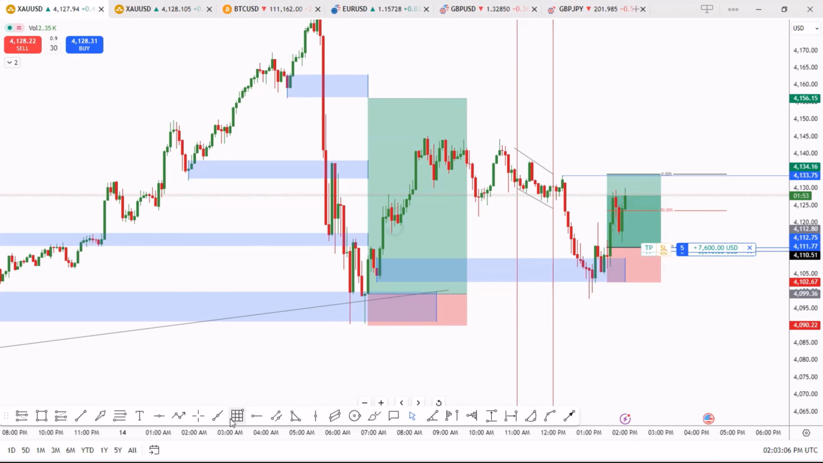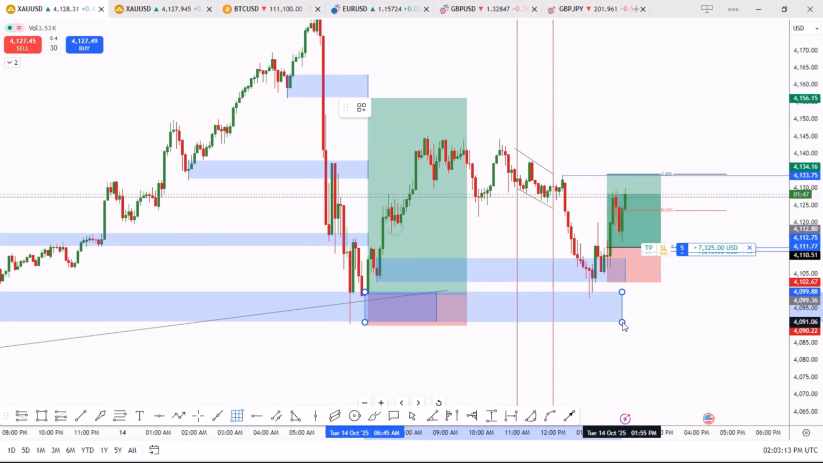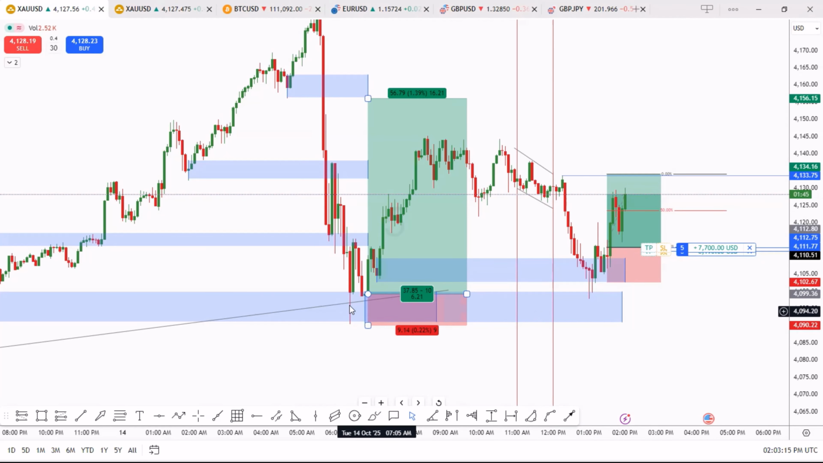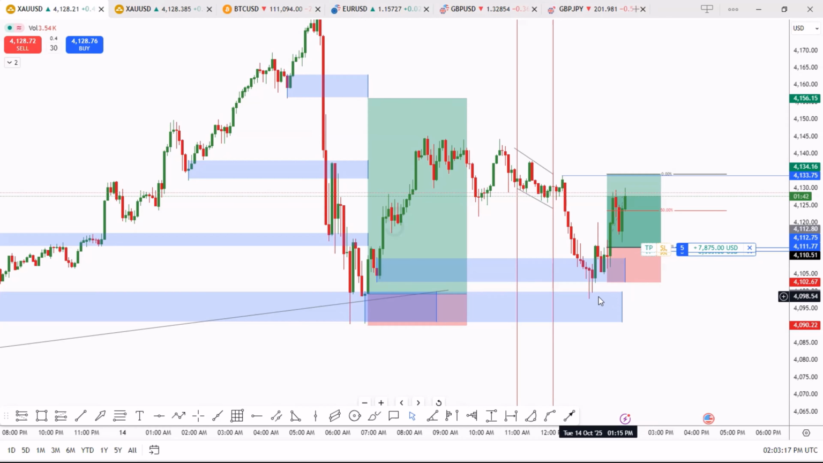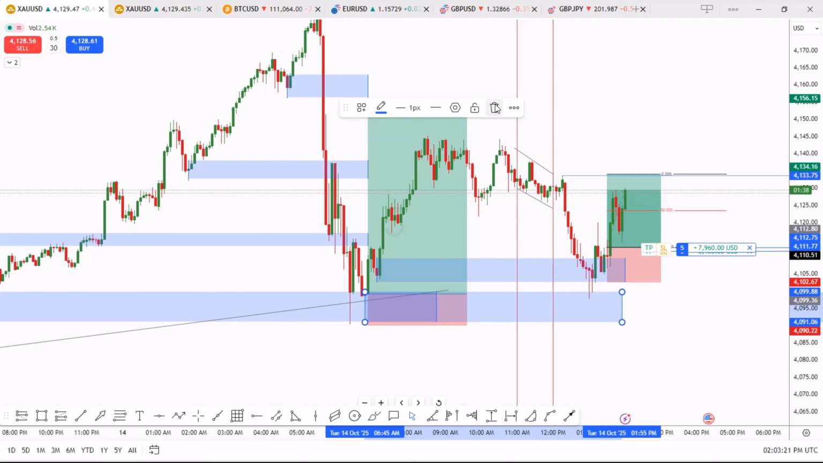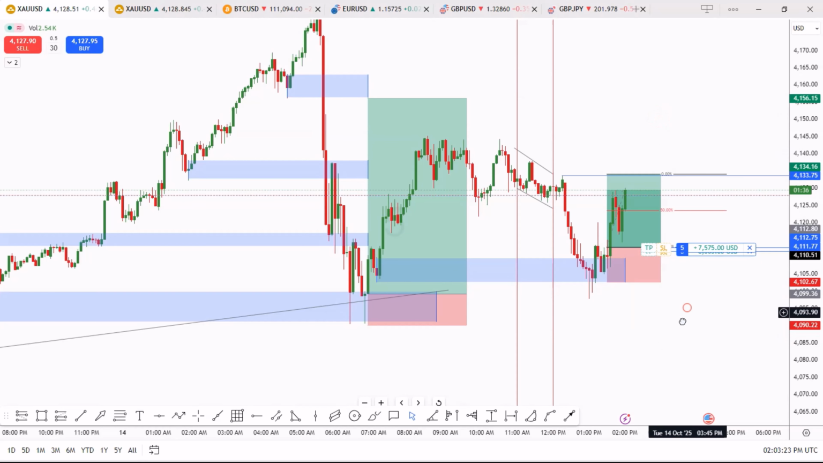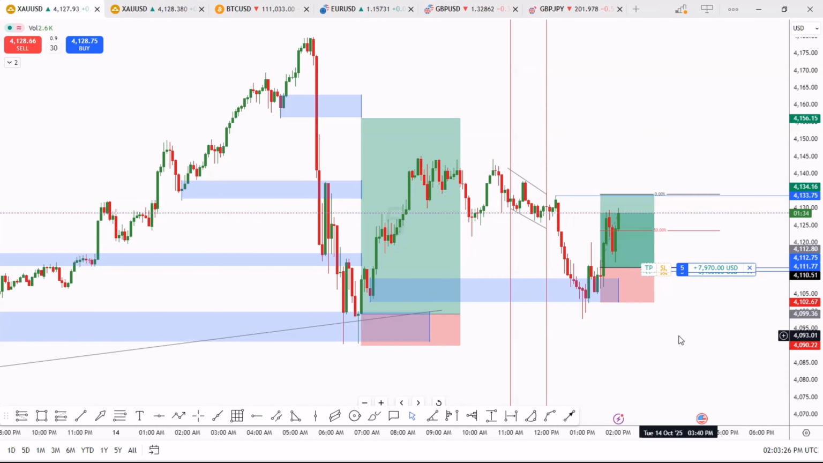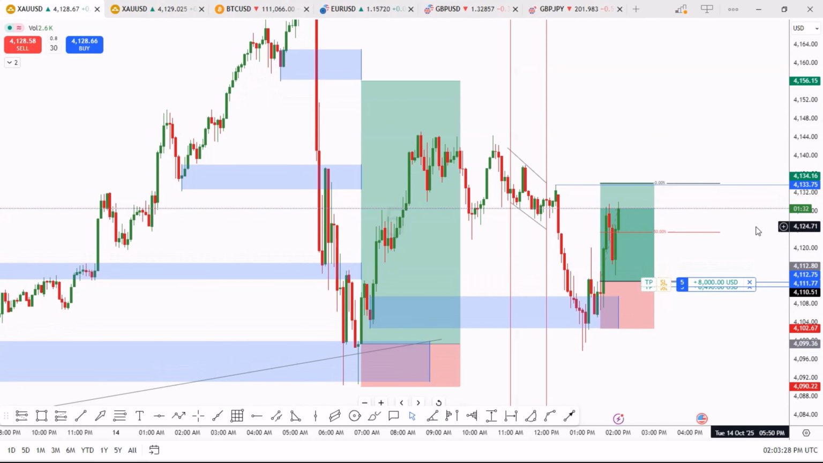Now, if you actually wanted to do that, you could have also used this other block or this rejection right here. You would have been all right, because it's a very good rejection zone, so you would have gotten a sniper entry. But sometimes price doesn't really come to these levels, so we don't really care about that much, right? But yes, that is just it.